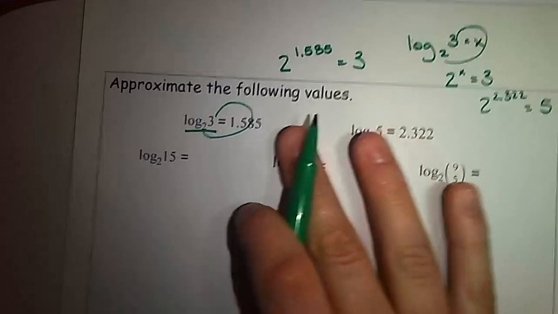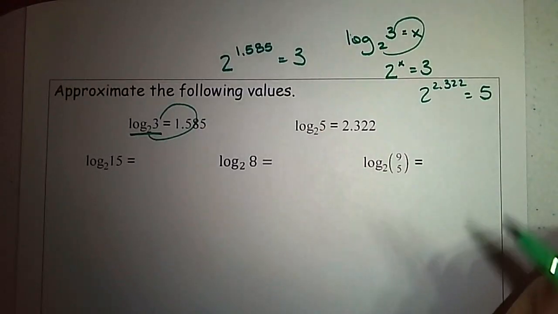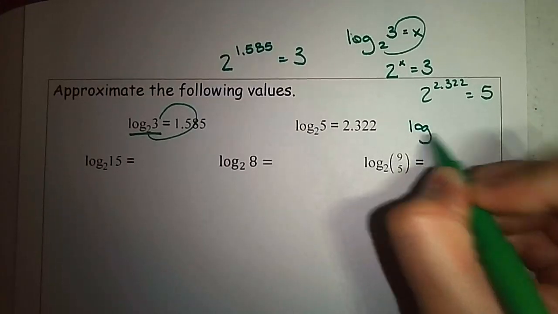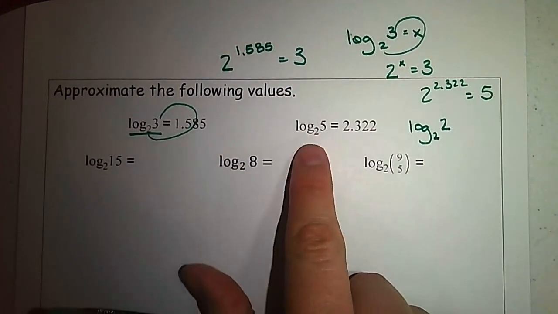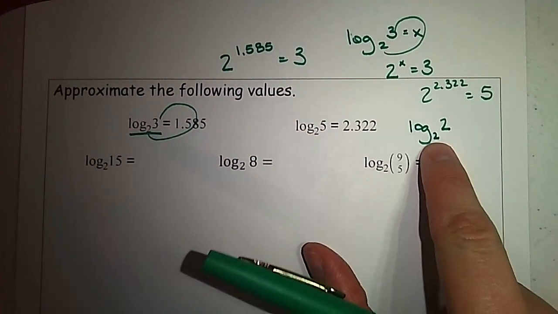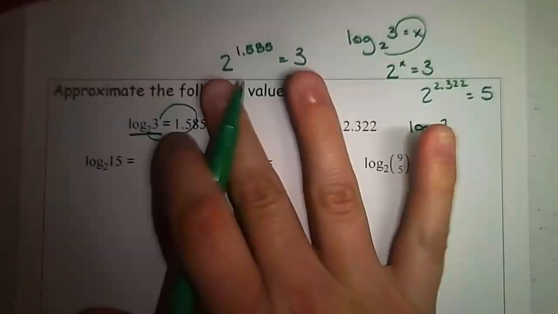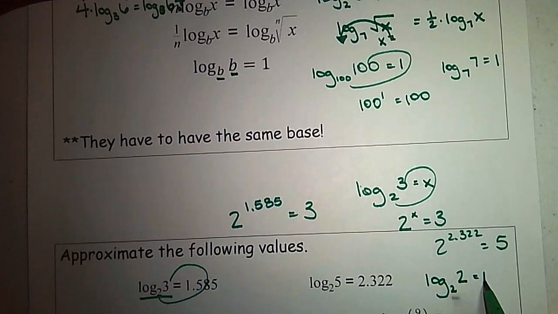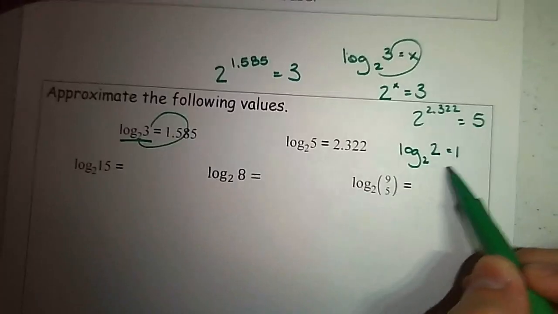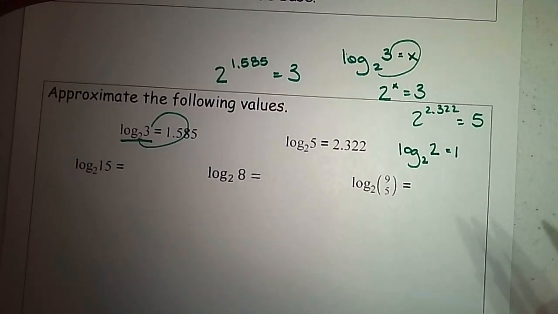All right. So we are going to use these 2 pieces of information. And there's also one more piece of information that we know that they didn't give us. We also know what log base 2 of 2 equals. When the base and the argument are the same, looking at my property, we know that equals 1 every single time. 2 to the power of 1 equals 2.